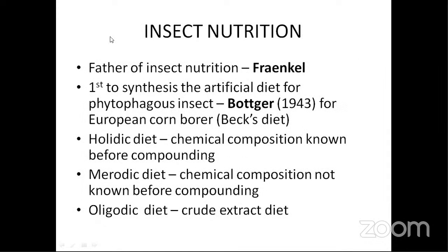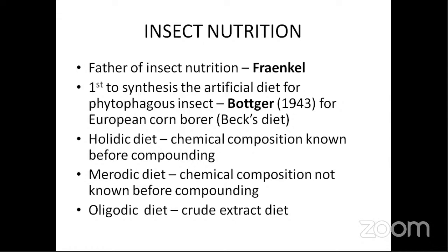Insect nutrition. First of all, we will see some authors or scientists. In insect nutrition, we have one specified area related to artificial diet, the synthesis of artificial diet for insects. The first synthesis was done for a phytophagous insect, European corn borer, in 1943, by Bodger. This diet is called Bigg's diet. It's very important; this question may be asked in exams in future.